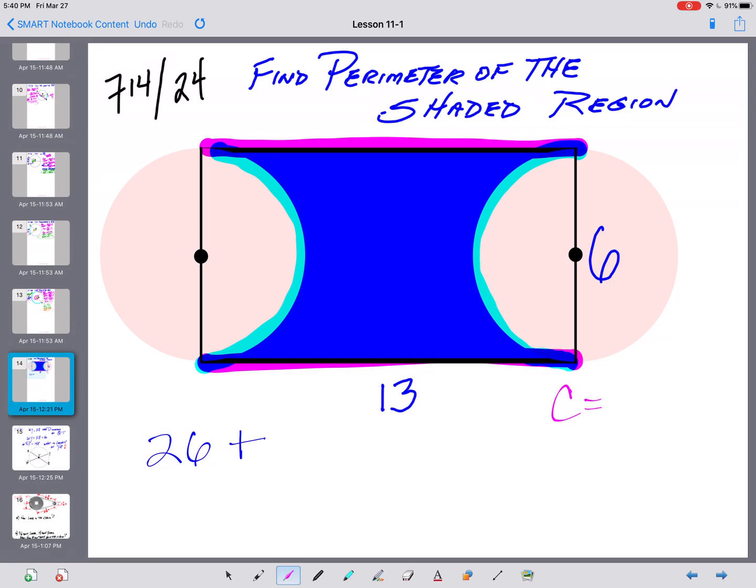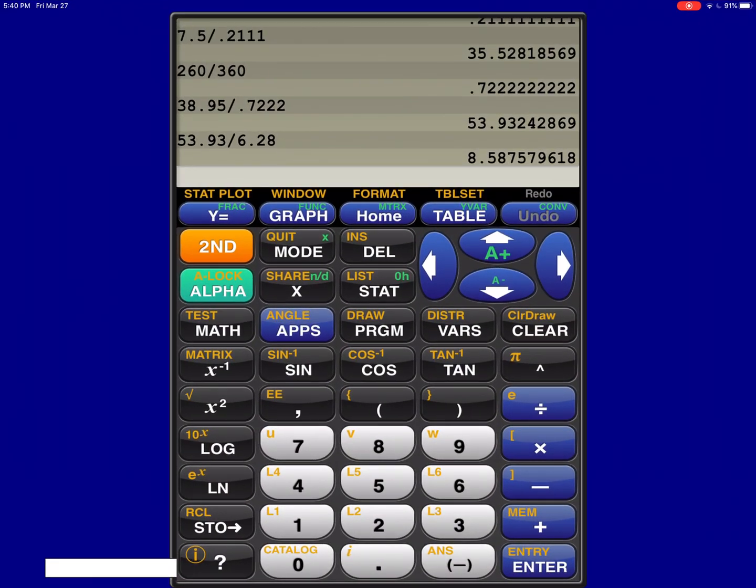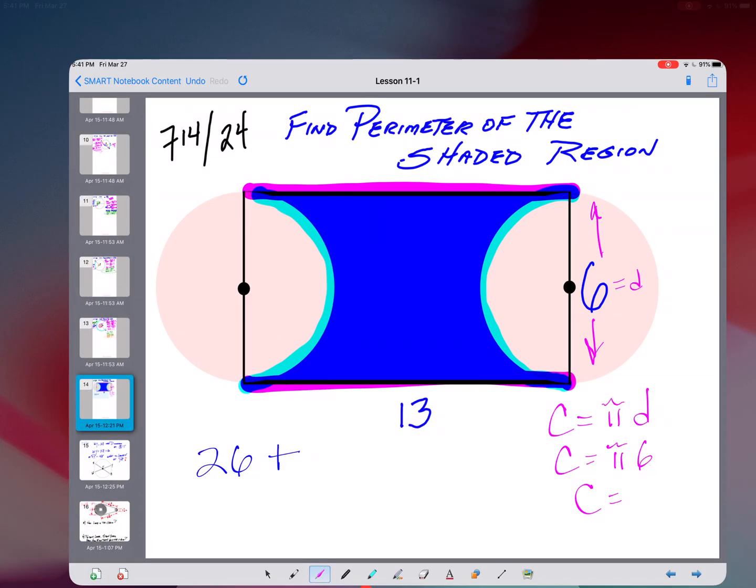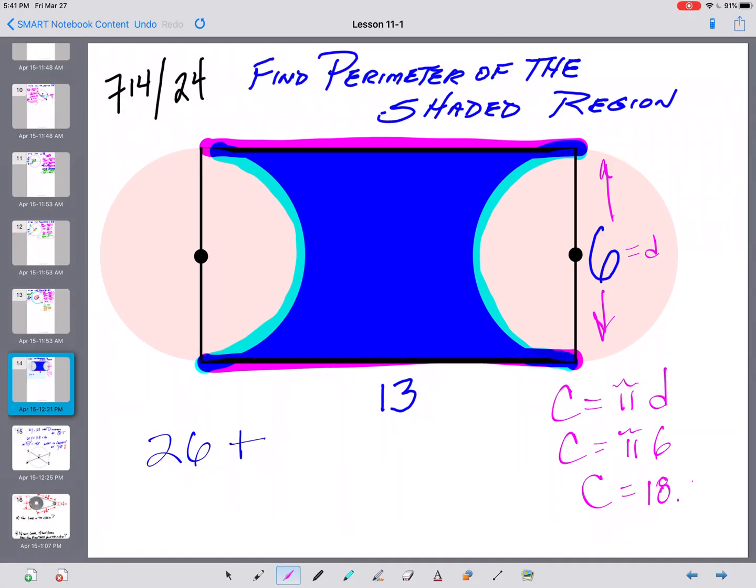Now, what formula am I going to use? Well, look, they gave us the diameter. So go ahead and use pi times d. Circumference, one full circle, pi times 6. That's going to be, let's do that in our calc here. Here we go. We got pi times 6. There it is. 18.85. Okay, that's a great year. 18.85. Now, that's one complete circle.